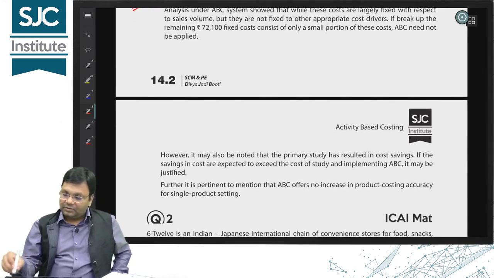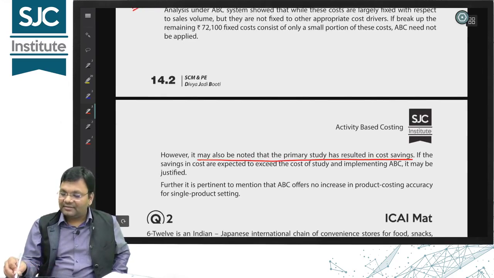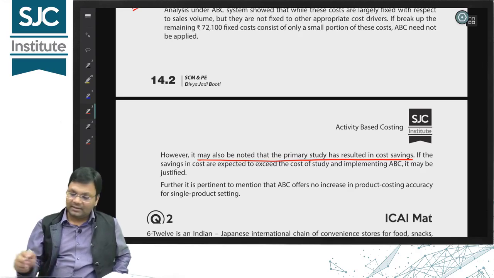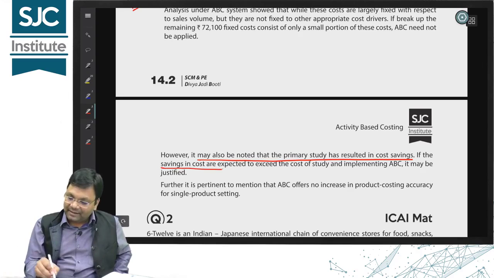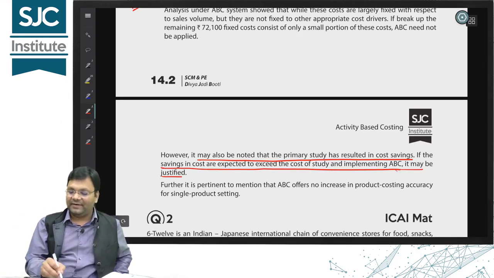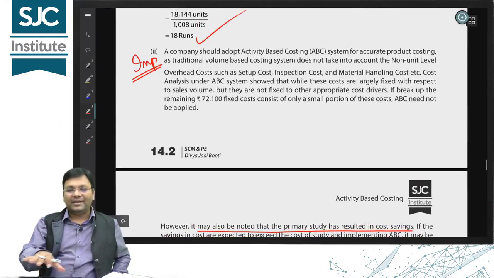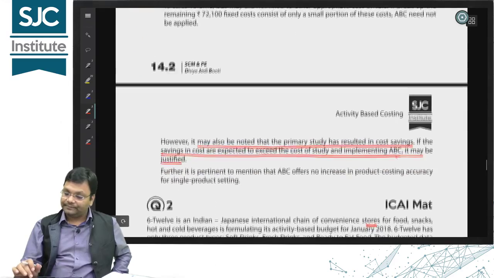Okay, so it may also be noted that primary study has resulted in cost savings. From proposed changes there are savings, right? So if the savings in costs are expected to exceed the cost of study and implementing ABC, it may be justified. So this is the crux, that only you should write. Whatever they write is all unnecessary exaggeration.